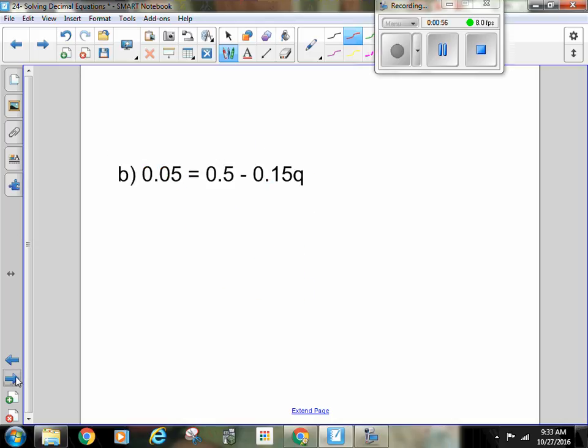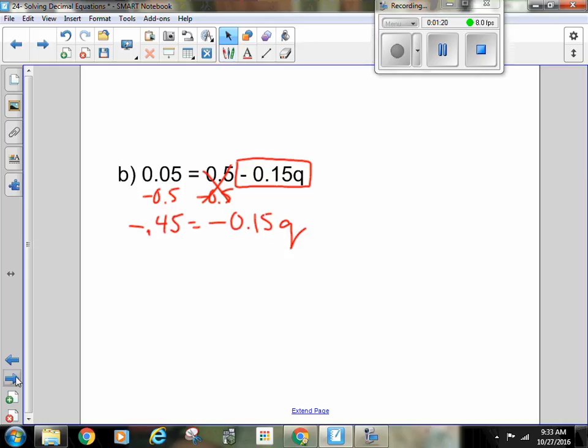All right. So in this next one, we need to pay attention that our variable term contains that negative. Okay? So I'm going to subtract my 0.5 from both sides. So that cancels there. And 0.05 minus 0.5, we get negative 0.45. And then I still have negative 0.15q. All right, so you're going to divide both sides by negative 0.15. And I'm going to leave that for you guys to do.